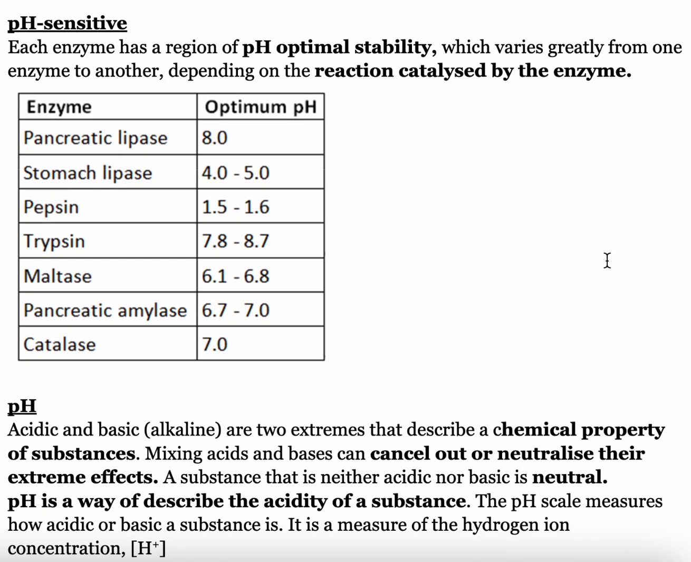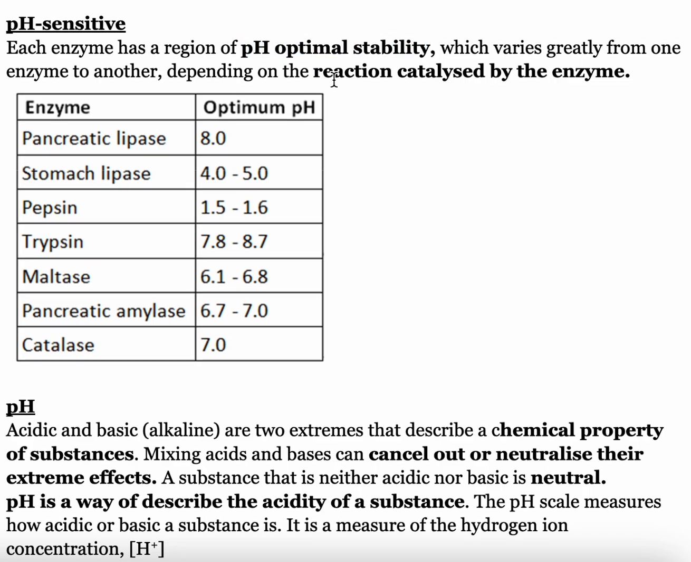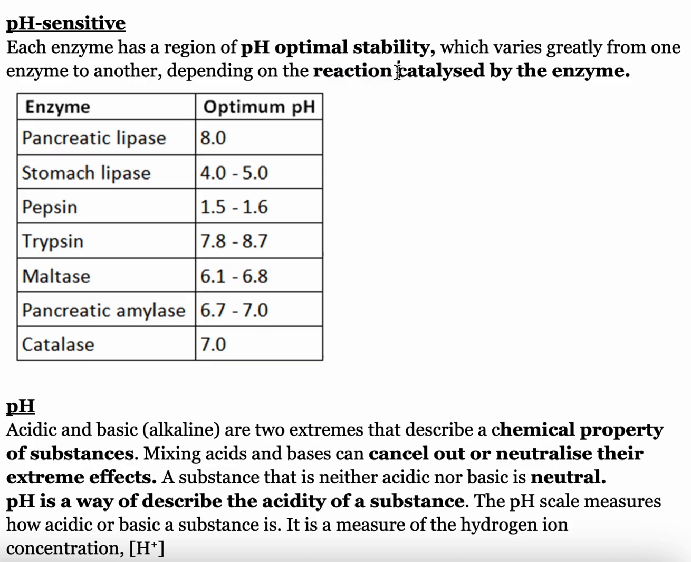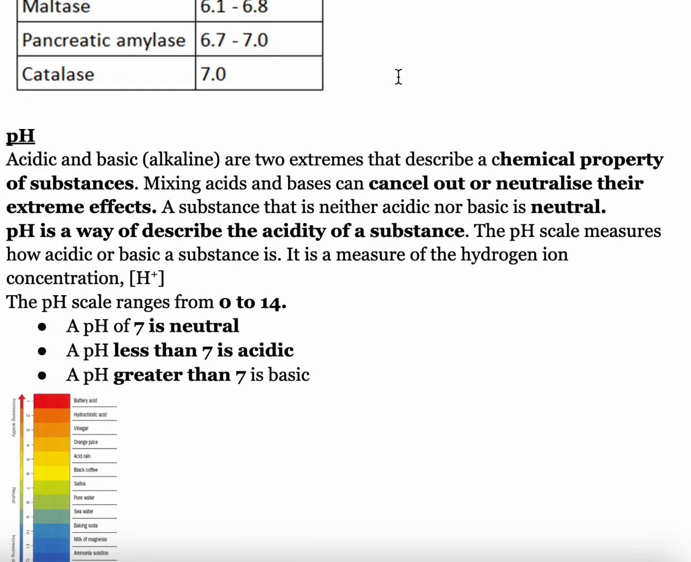Enzymes are also really sensitive to pH. Each enzyme has a region of optimal pH stability, which varies greatly depending on the reaction catalyzed by the enzyme. For example, the stomach is very acidic, so the enzymes there need an acidic pH.